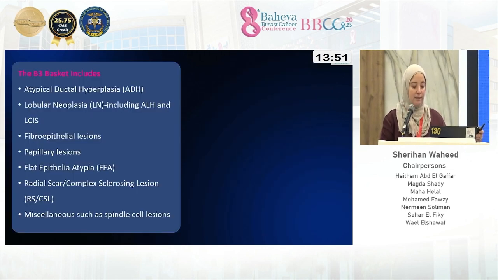The B3 basket includes atypical ductal hyperplasia, lobular neoplasia, fibroepithelial lesions, papillary lesions, flat epithelial atypia, radial scar, and other miscellaneous lesions such as spindle cell tumors.